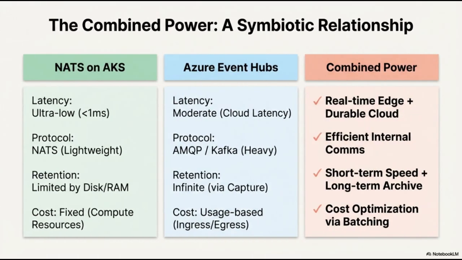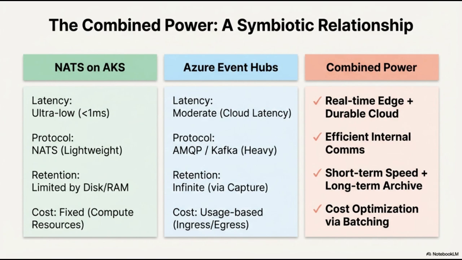The synergy between NATS on AKS and Azure Event Hubs creates a powerful messaging ecosystem that balances performance with durability. On one side, we have NATS on AKS, which provides ultra-low latency of less than 1 millisecond. Its lightweight protocol is perfect for high-speed internal communications. While retention is limited by the underlying hardware, the cost is fixed and predictable based on compute resources.